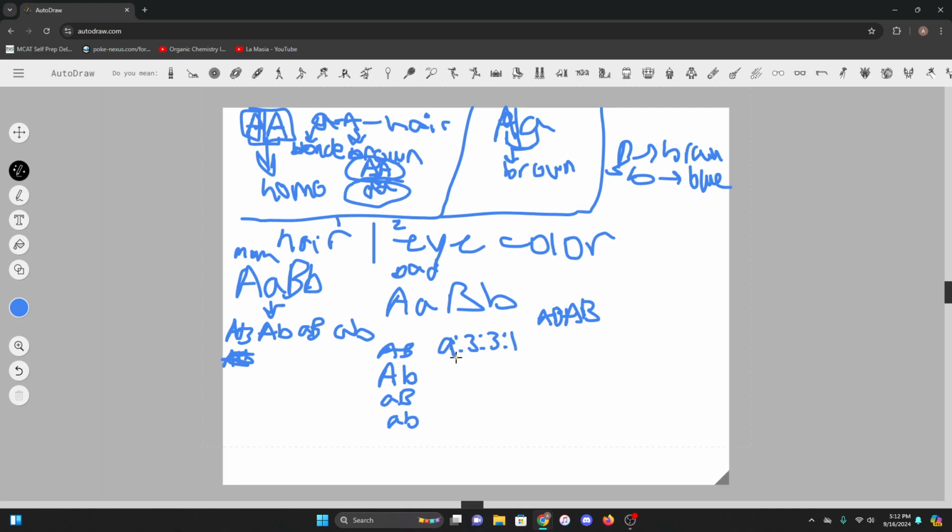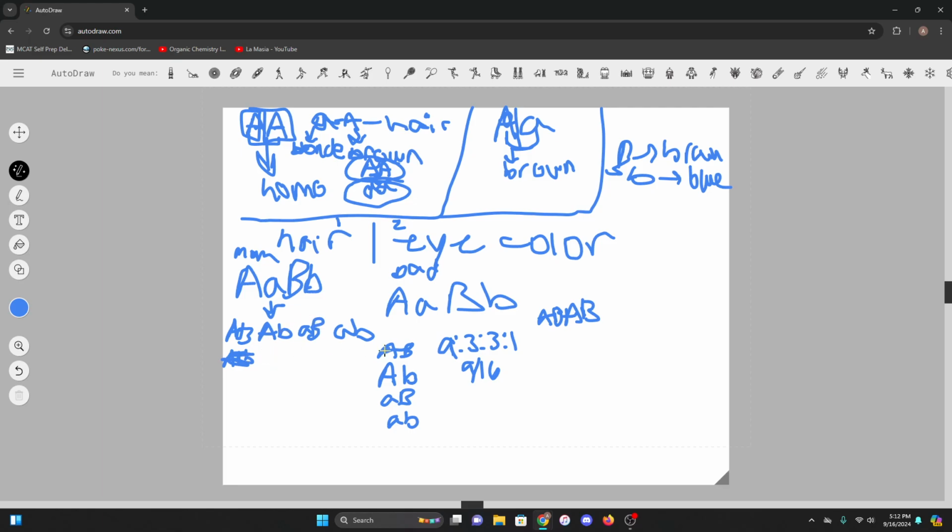A 9:3:3:1 ratio. Essentially what they're saying is the chances are 9 out of 16, because there's 9, 12, 15, 16. So they're saying 9 out of 16 chance that you're going to have brown eyes and brown hair. You're going to be like, well, why is this the case?